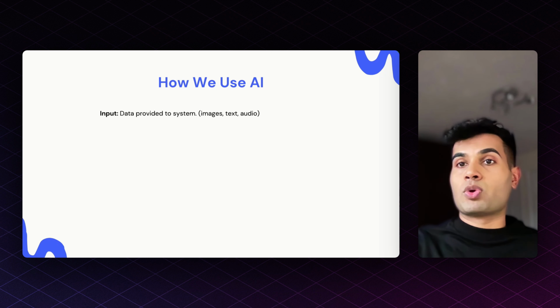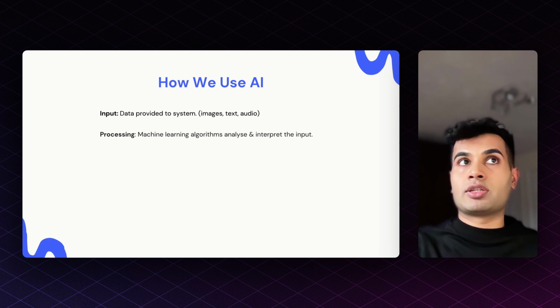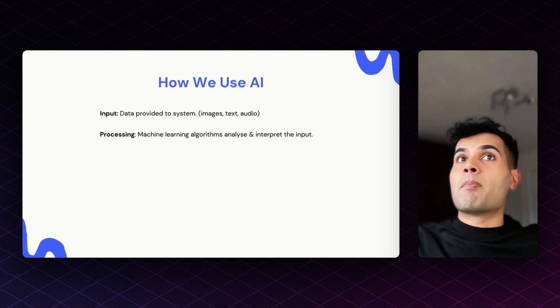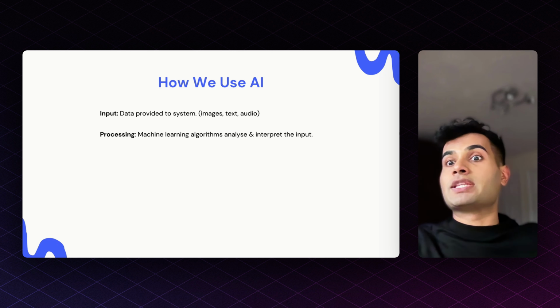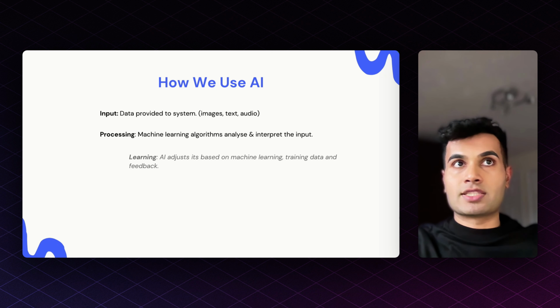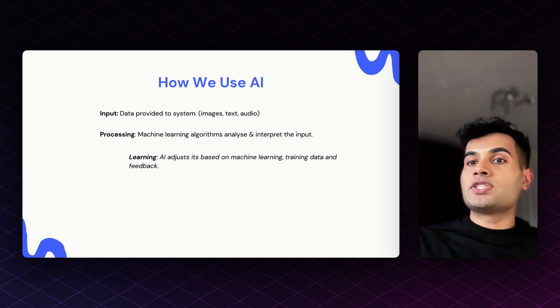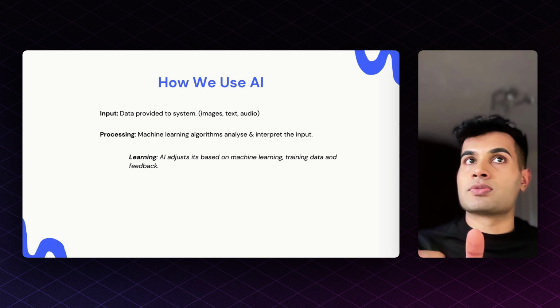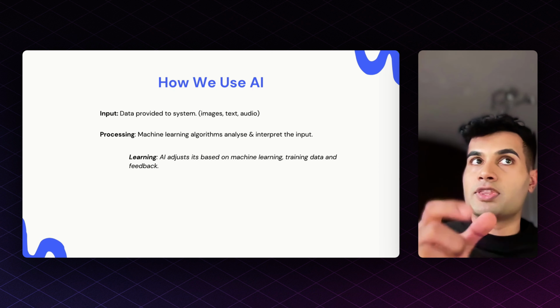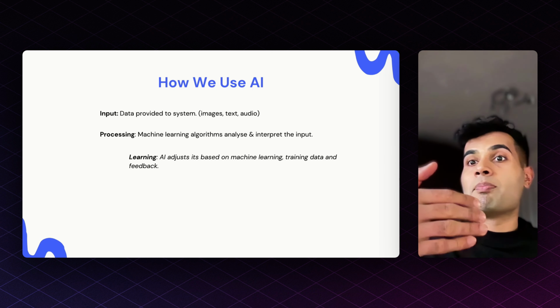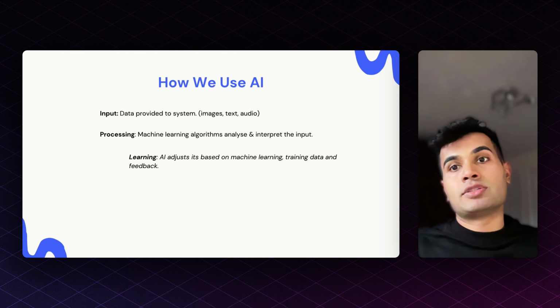We feed it data, whether that be images, text, audio, right? Then the algorithms are going to process it. They do their magic behind the scenes. They analyze and interpret the input that we give it, in the form of data. Then the learning itself, this is where the machine learning algorithms adjust and make sure various algorithms are applied based on the training data, feedback, and all this other stuff.